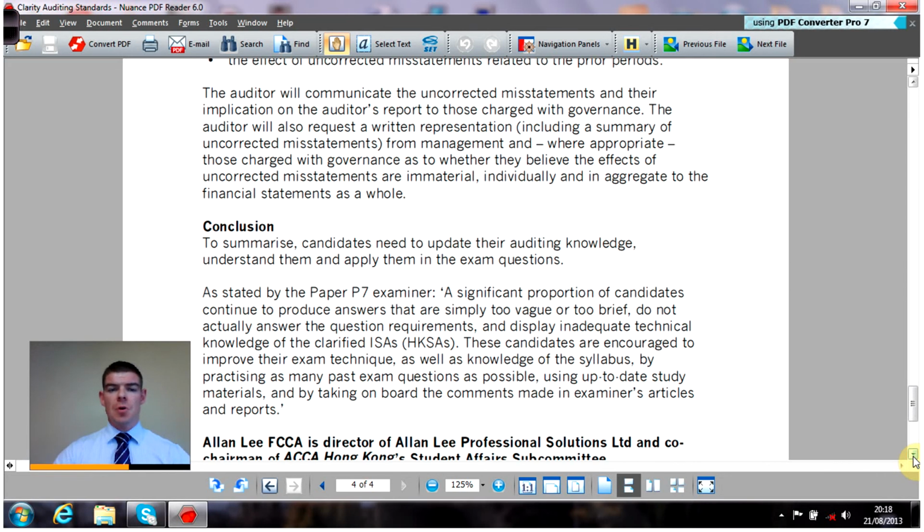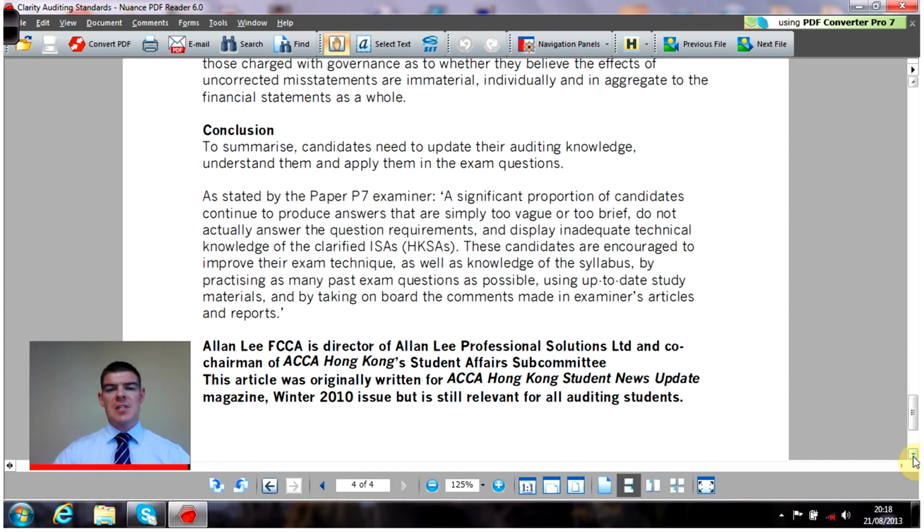So once agreed, the auditor will communicate these uncorrected misstatements with those charged with governance, and in return will expect to get what's called a letter of representation from those charged with governance, which will be signed off by the board of directors and management to say that the uncorrected misstatements do not have a material impact on the financial statements, again individually or in aggregate. So again, a number of considerations in terms of that clarity ISA regarding misstatements.